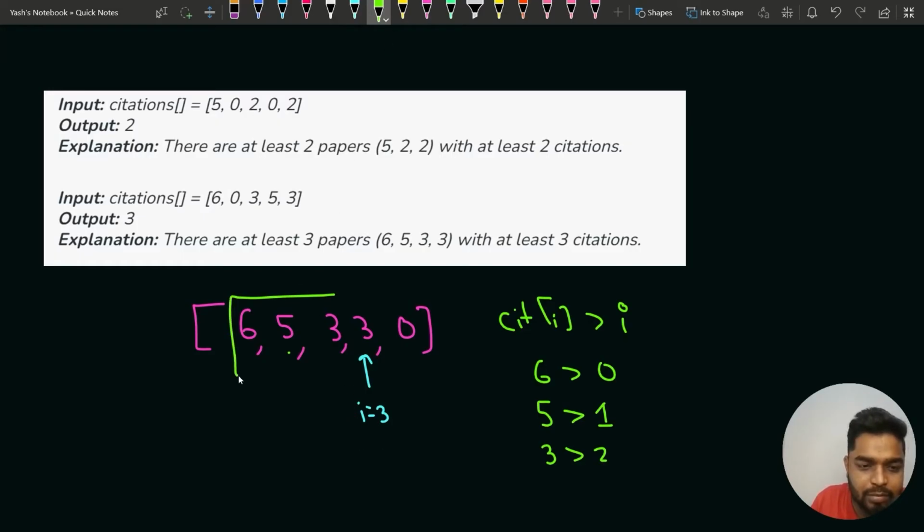So there are 3 papers. Since the i value is 3, it indicates that there are 3 papers which have been cited at least 3 or more times here. I hope you have understood this much part. Now, if you see, we are sorting the array in decreasing order.